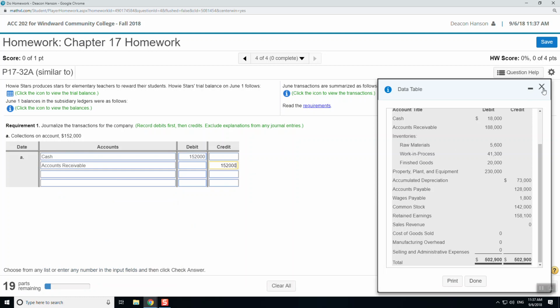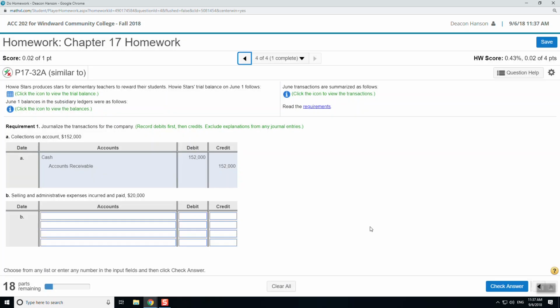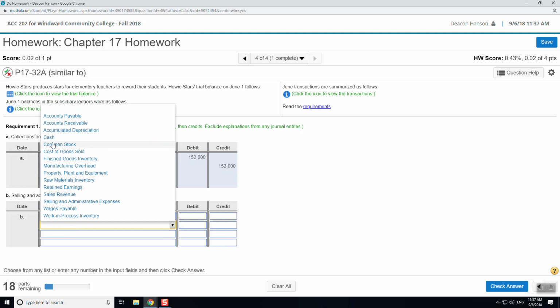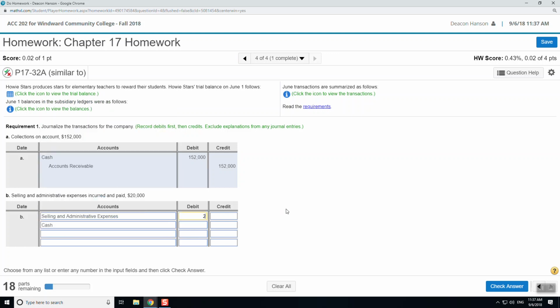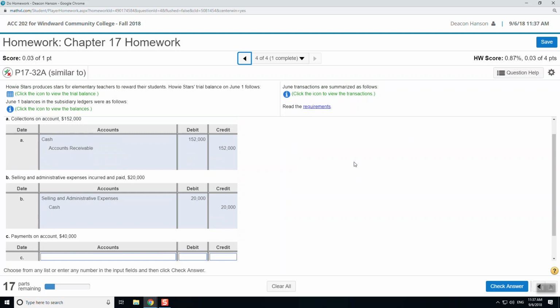I might be able to get some of this out of the way until I need it. And then it says selling and administrative expenses incurred and paid, 20,000. So I'm probably going to debit selling and administrative expenses, and the word paid means that I used cash, so credit cash 20,000. We all should probably have a handle on this. I know it was a long summer, so you might not have remembered that from Accounting 201, but this should kind of trigger your memory.